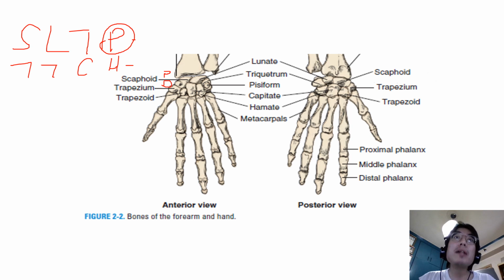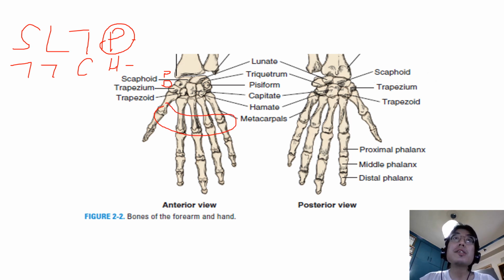The metacarpals, moving now even more distally, are miniature long bones consisting of bases in the proximal ends. They have a shaft or a body, and they also have heads, which are the distal ends. The heads of the metacarpals are the ones responsible for the knuckles.